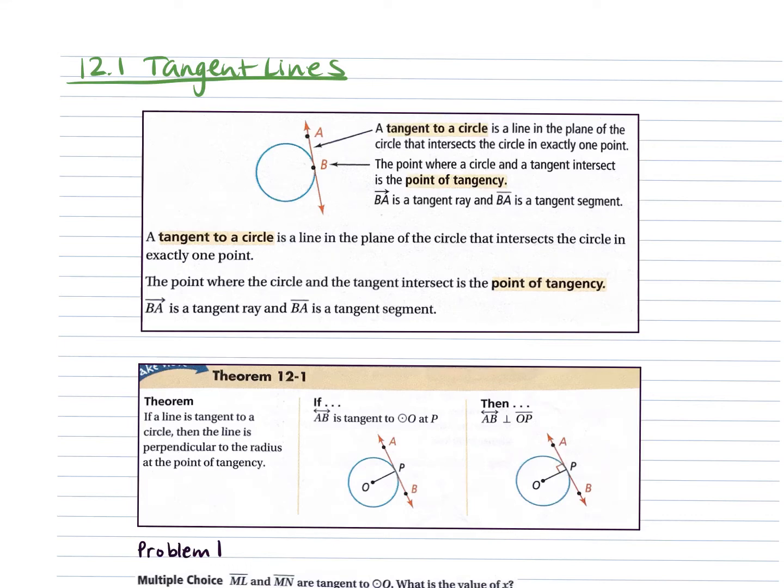Okay, this is the geometry video lesson for 12.1. Tangent lines. So a tangent line, and this is with the circles. So this chapter is called circles.